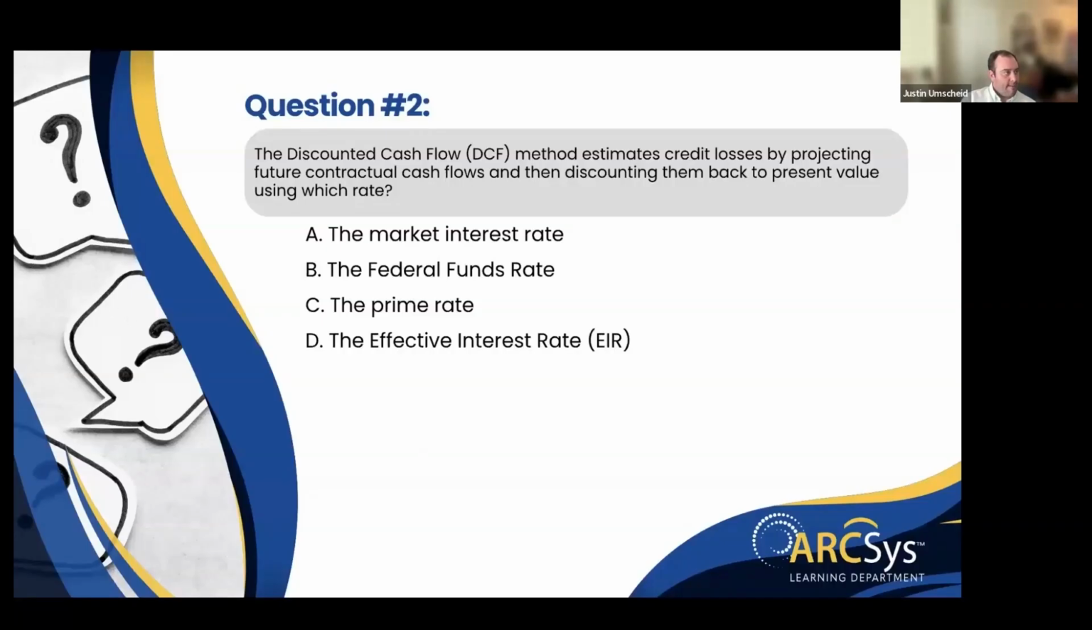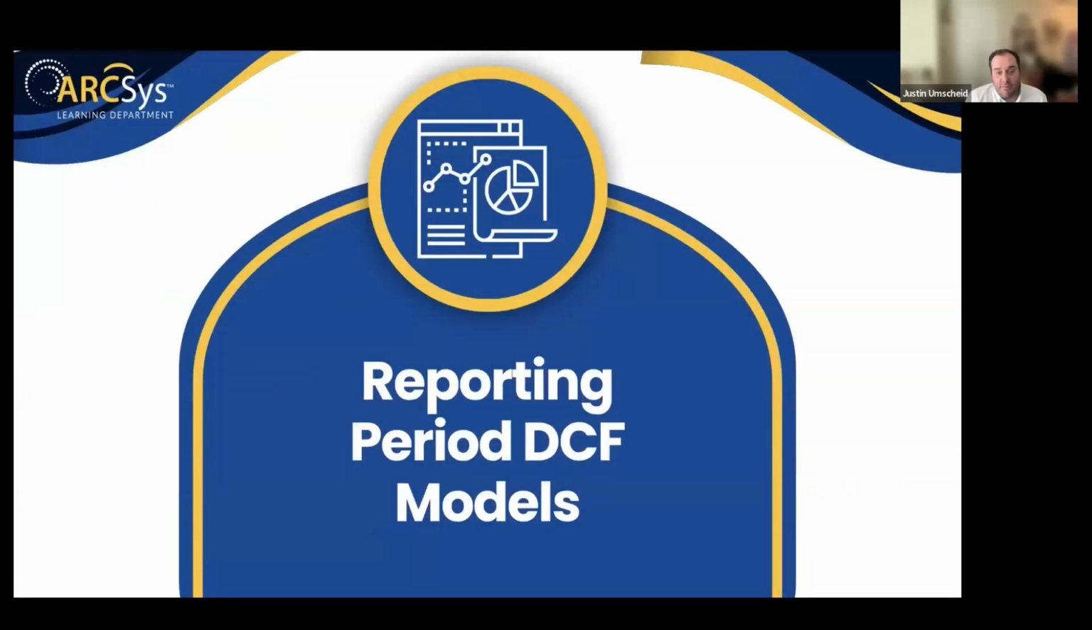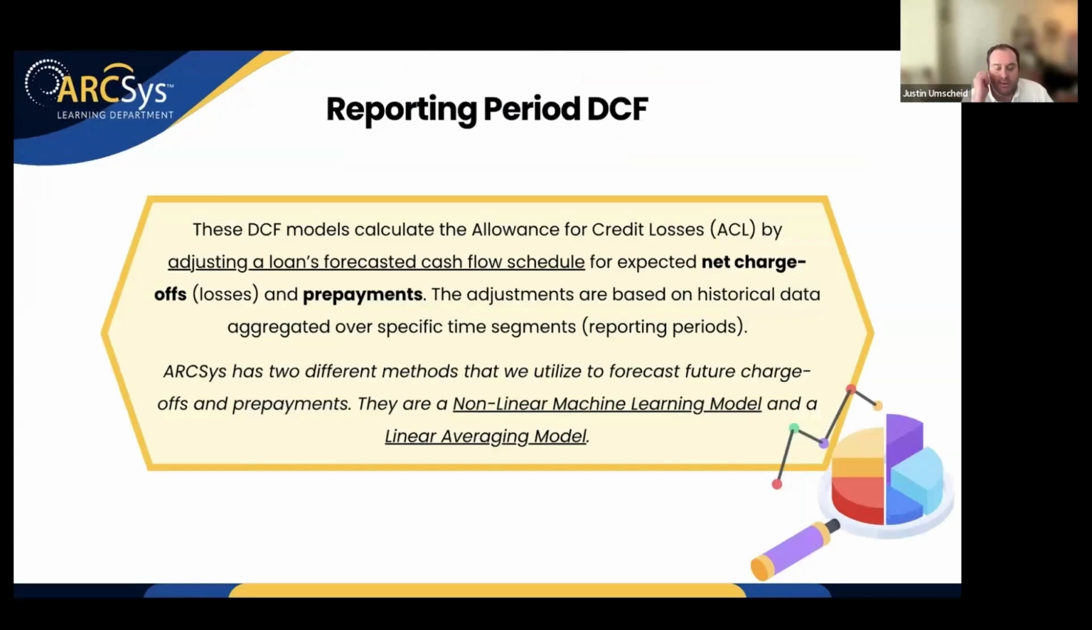Very good. All right. So discounted cash flow models at ARCSys, we run two different types. Well, I should say we actually run three different types of discounted cash flow models. You can run discounted cash flow models, whether you're looking at reporting period data, which is that kind of month to month activity, or you can also run discounted cash flow models kind of from a vintage based approach or a life cycle approach. So vintage, life cycle, same thing. Now we're going to start with reporting period models.